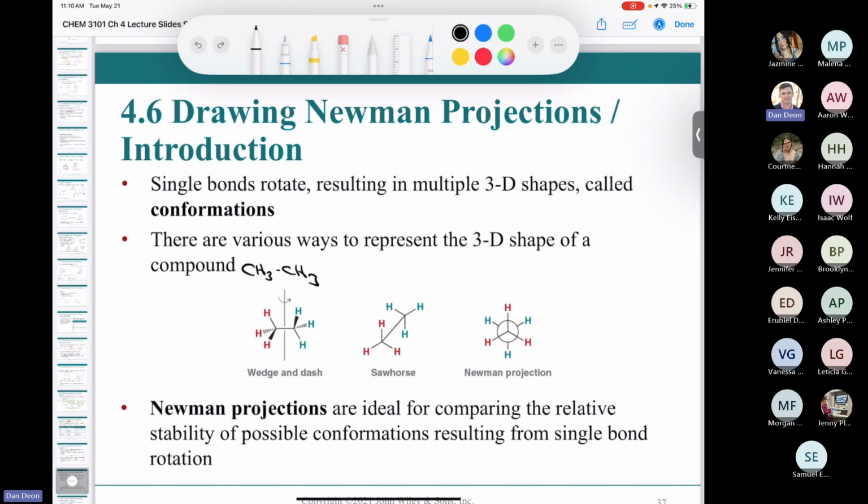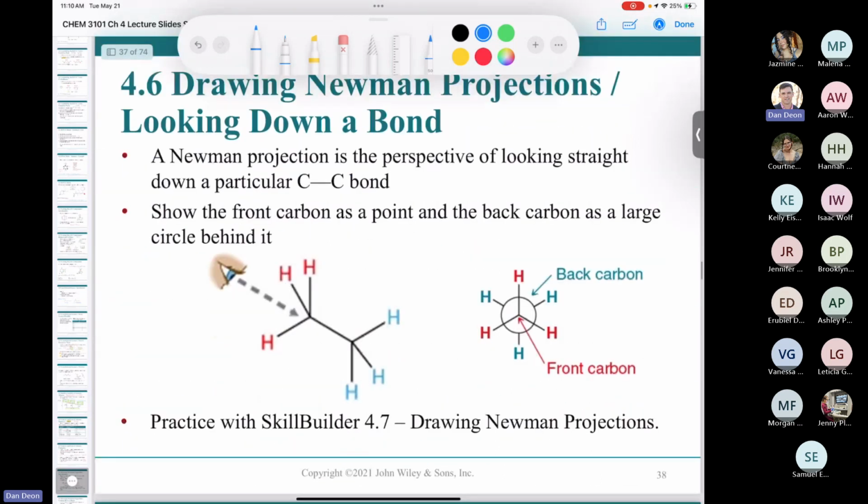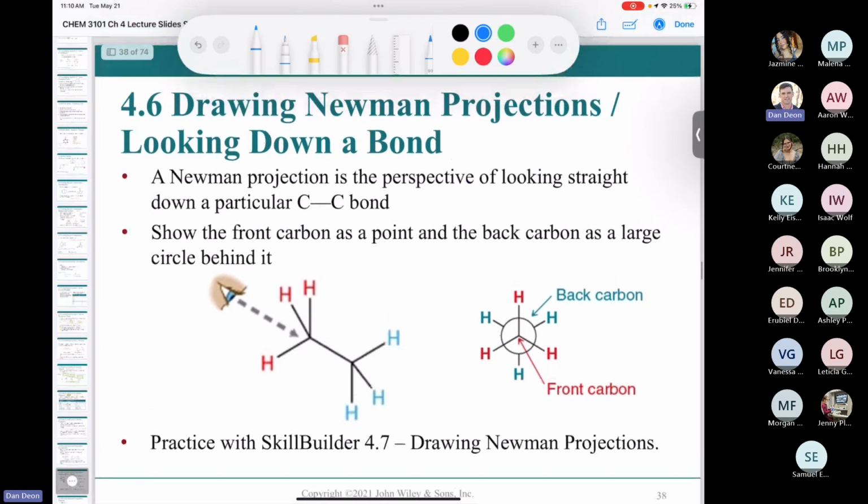And then the last one is if you look straight down, this is an eyeball. If you look straight down this carbon-carbon bond, maybe I'll highlight it in blue. Okay, then when you do that, you get what's called a Newman projection. And Newman projections are really useful for comparing the relative stability of conformations of a compound. So what you have to do to see a Newman projection is look down a particular carbon-carbon bond. So you can see the human eyeball here looking down it.